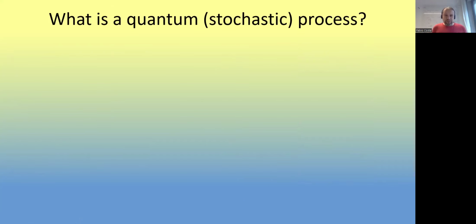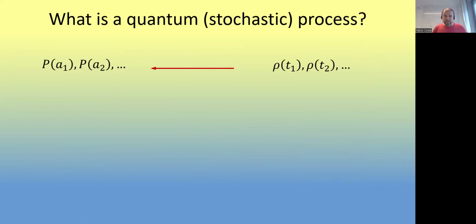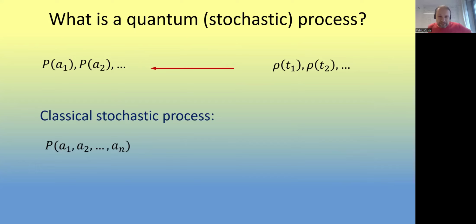So this brings the question, what is a quantum process, or what is a quantum stochastic process? We have said that if we consider this time evolving state, all we can do is reconstruct the marginal probabilities at each given time. On the other hand, we know that the classical stochastic process, as we said, is the joint probability distribution for our variable at all times. And the question is, what is the quantum object that leads to the classical stochastic process in a limit?